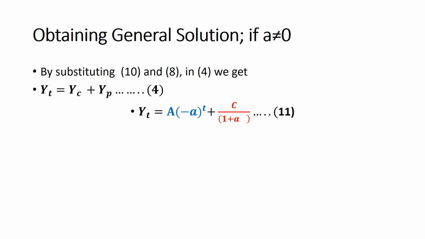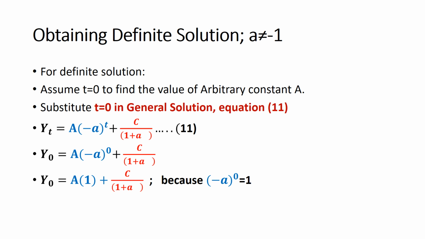Substitute the value of the complementary function and particular function to get the general solution. Here the general solution is yt is equal to arbitrary constant capital A into minus a to the power t plus c over 1 plus a. Our next target is to find the definite solution. For the definite solution, we substitute t is equal to 0 in the general solution to get the definite solution.